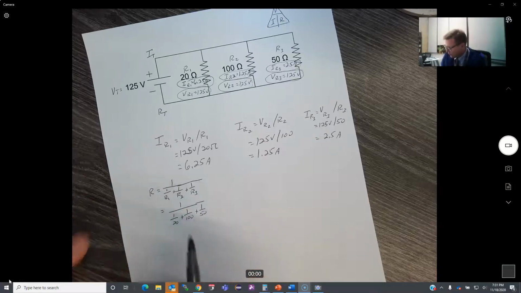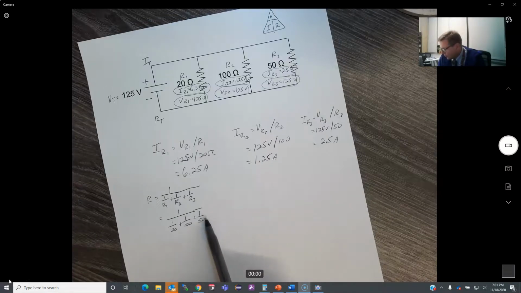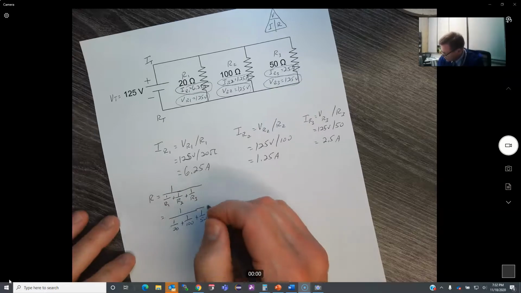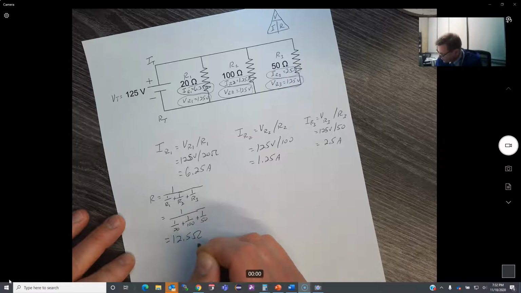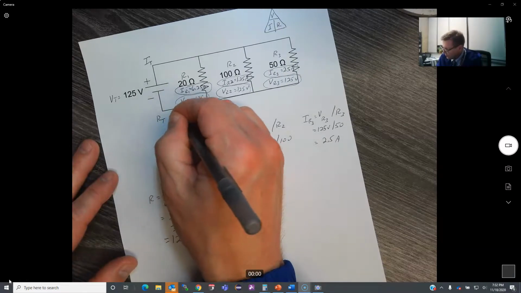This is important if you're going to do this in the calculator. If you type in 1 and then divided by, you have to make sure you put the whole thing in parentheses or you're going to mess up your answer. Or you can simply do 1 divided by 20 plus 1 divided by 100 plus 1 divided by 50. Take that answer, and you probably have an inverse button, 1 over x, on your calculator. Hit that and it'll do the reciprocal for you. When you do this, you find that your total resistance is equal to 12.5 ohms.